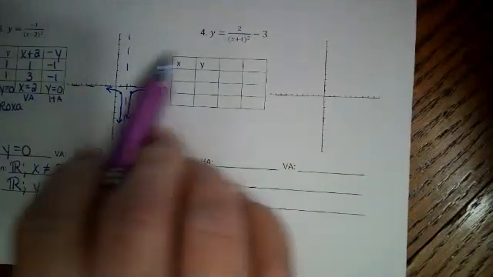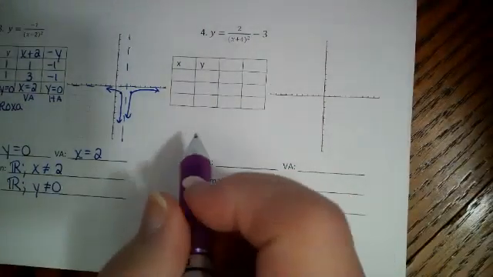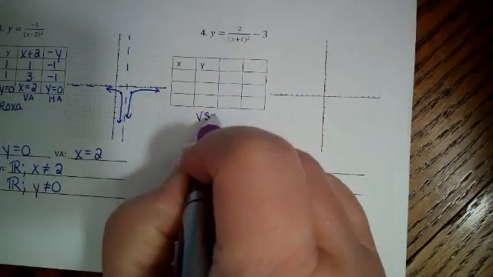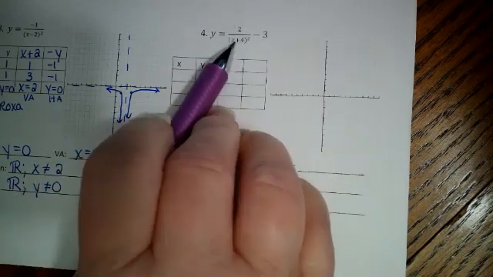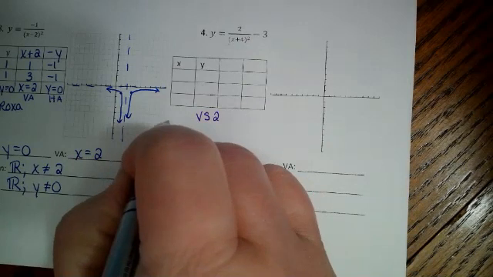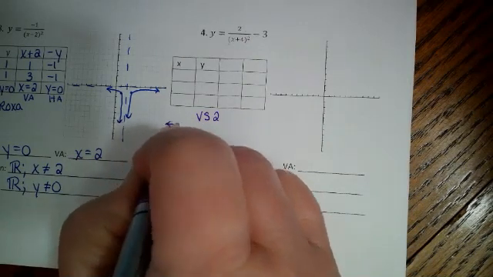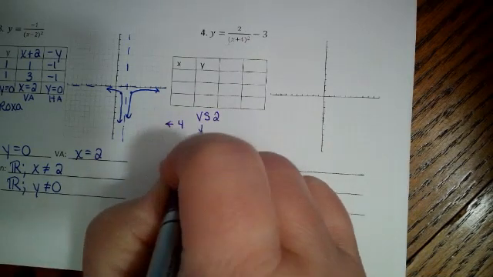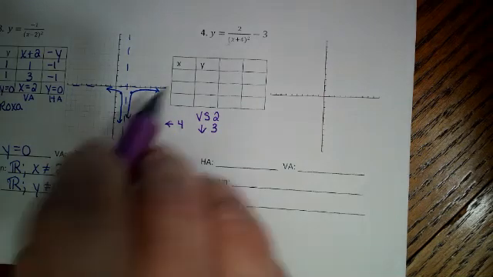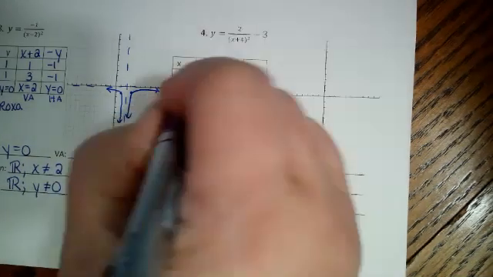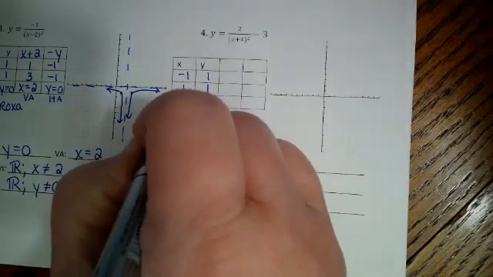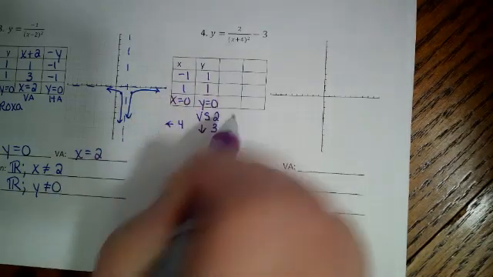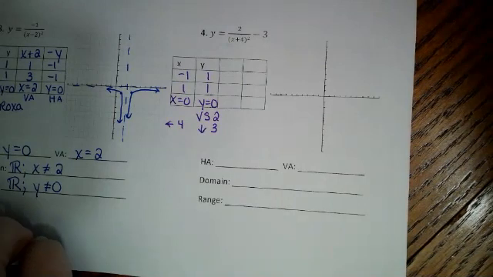All right, number 4. So this one, it looks like we have a vertical stretch of 2. And there's no reflections. X plus 4 moves it to the left 4. And the minus 3 goes down 3. So again, your parent function for rational even is negative 1, 1, 1, 1. And my asymptotes are x equals 0, y equals 0.